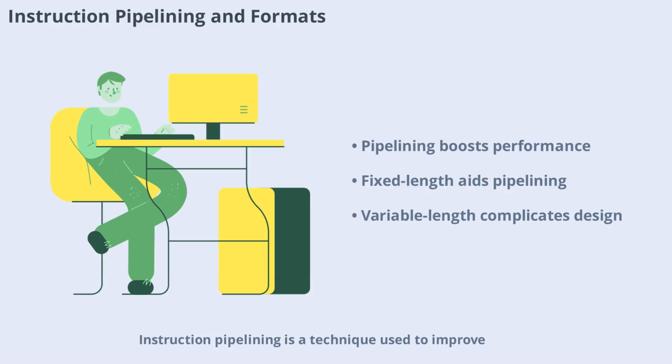Instruction pipelining is a technique used to improve CPU performance by overlapping the execution of multiple instructions. The instruction format plays a crucial role here. Consistent, fixed-length formats make pipelining easier to implement, while variable-length formats can introduce complications and slowdowns.